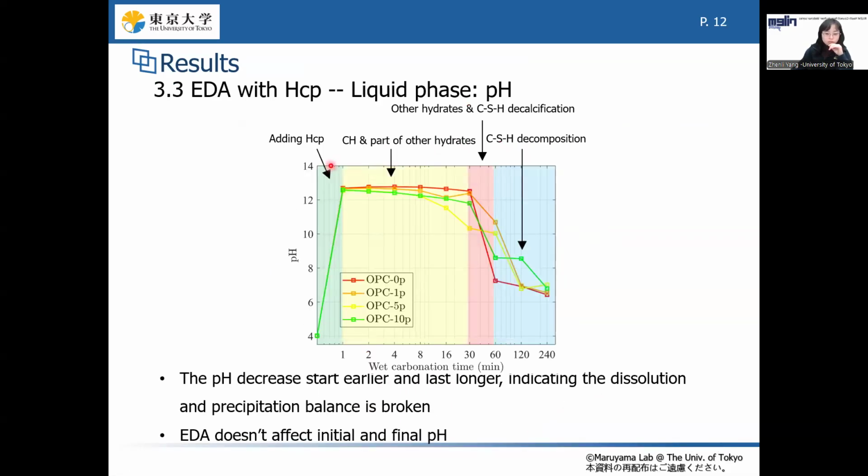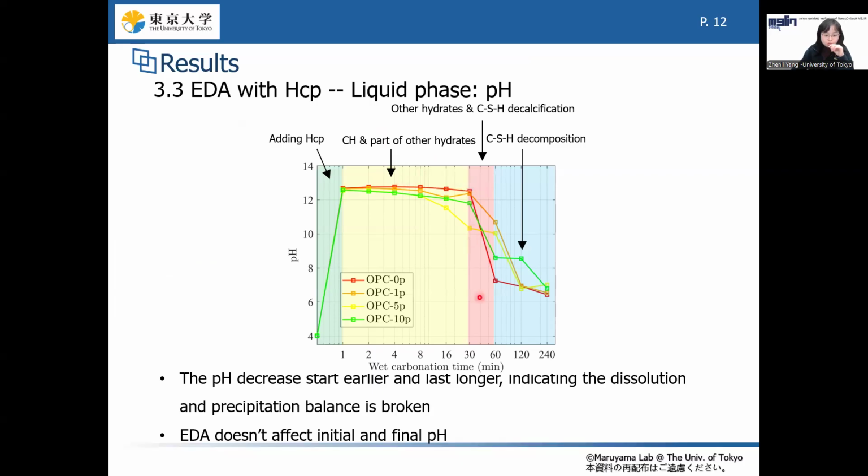So we go to the real wet carbonation of the cement paste. This is the pH change with different additions of EDA. The red line is a normal wet carbonation without any EDA addition. It proceeds in 3 stages due to the different stages of carbonation of hydrates from their different dissolubility.